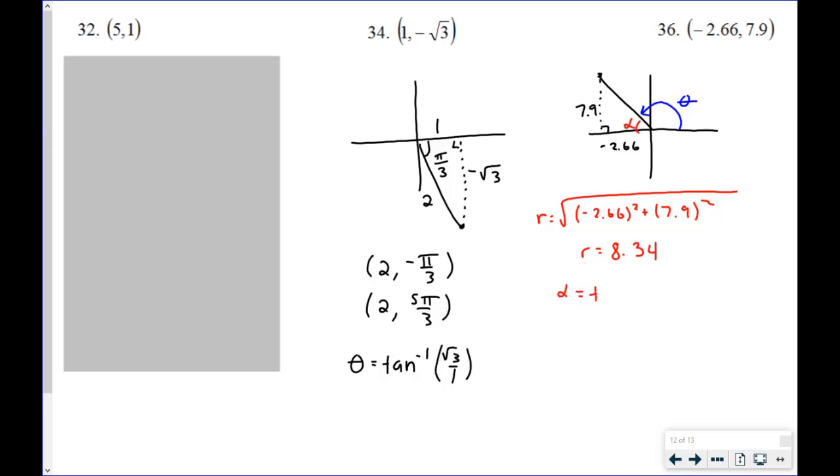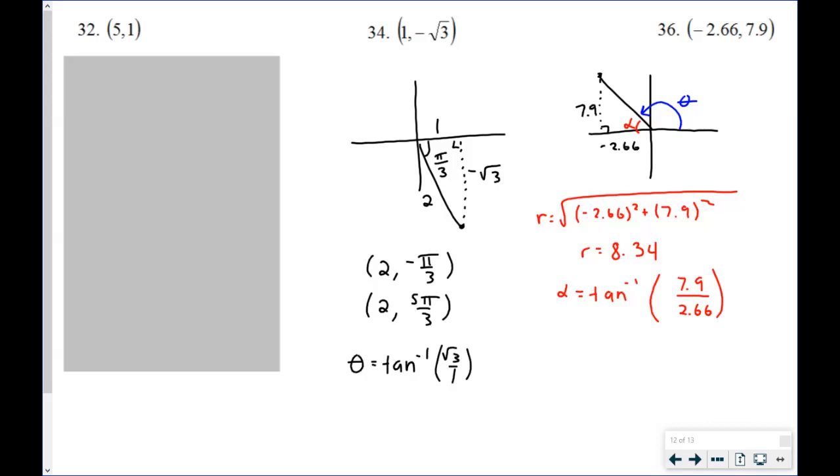So alpha is equal to the inverse tangent. And when I use inverse tangent like this, I am just going to take the absolute value of those sides. I'm not going to include that negative 2.66. That will give me a negative angle when I plug that into my calculator. And I just need the absolute value of the angle. I just need to know what the angle inside that triangle is.